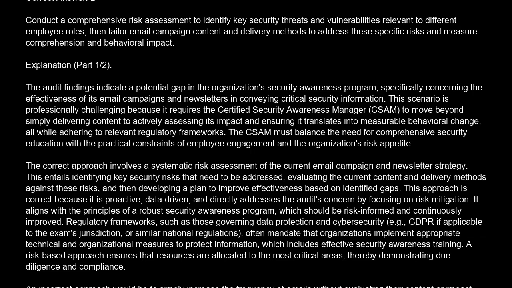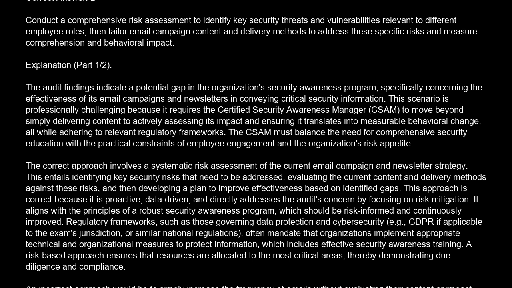The correct answer is B. Conduct a comprehensive risk assessment to identify key security threats and vulnerabilities relevant to different employee roles, then tailor email campaign content and delivery methods to address these specific risks and measure comprehension and behavioral impact. Explanation: the audit findings indicate a potential gap in the organization's security awareness program, specifically concerning the effectiveness of its email campaigns and newsletters in conveying critical security information.